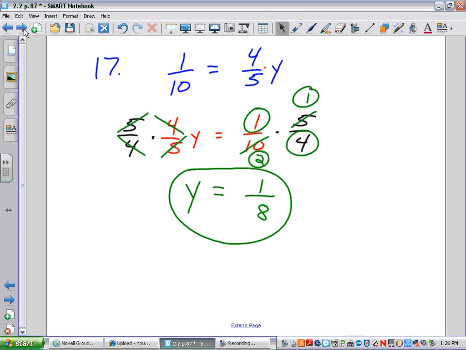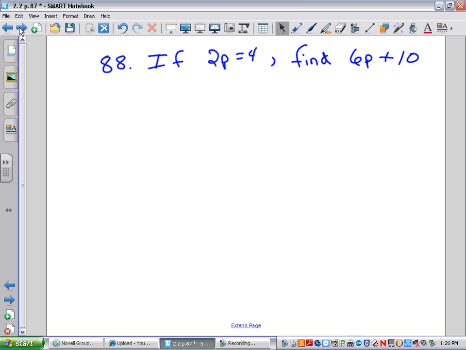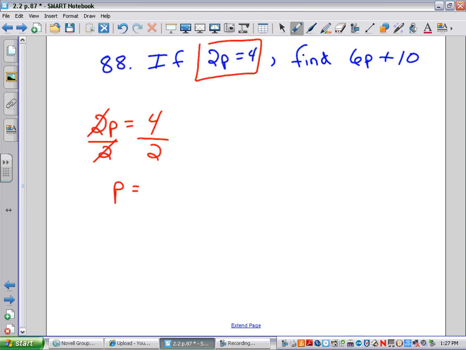Last problem. Turn your book about 3 pages over to number 88. Number 88 is kind of like a word problem. It's really just a 2-part problem. It says if 2p equals 4, find 6p plus 10. Solve the equation first. I want to solve this equation first. I'm going to rewrite it. 2p equals 4. You would solve that by dividing by 2. That way your 2's are gone. And p is, divide here, 4 divided by 2 is 2.